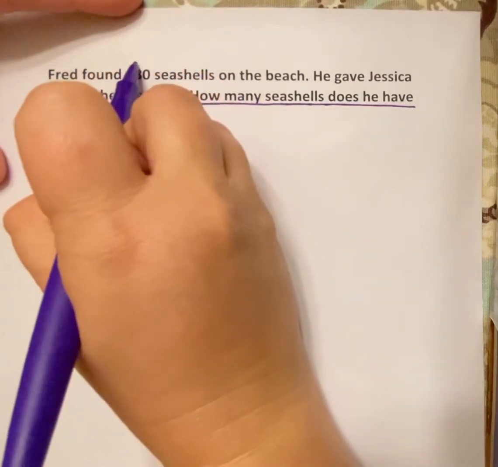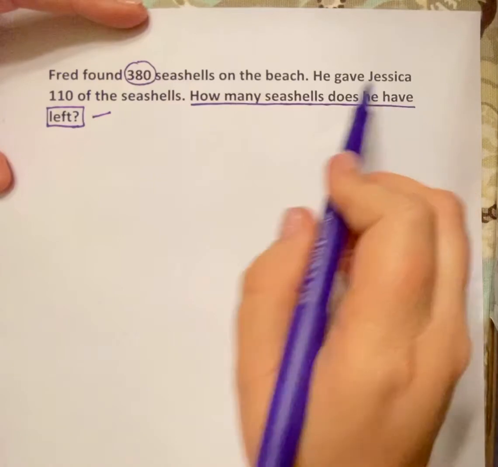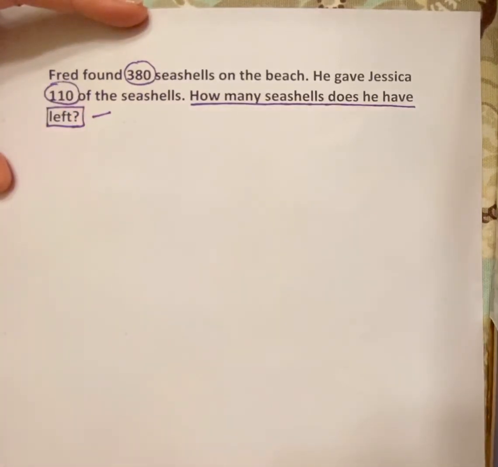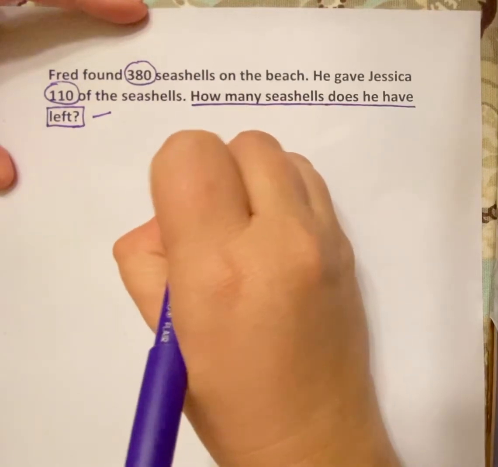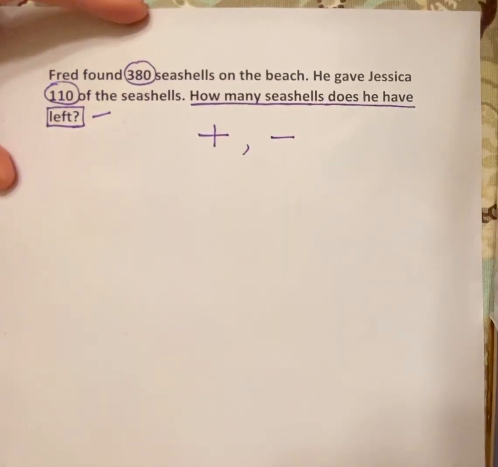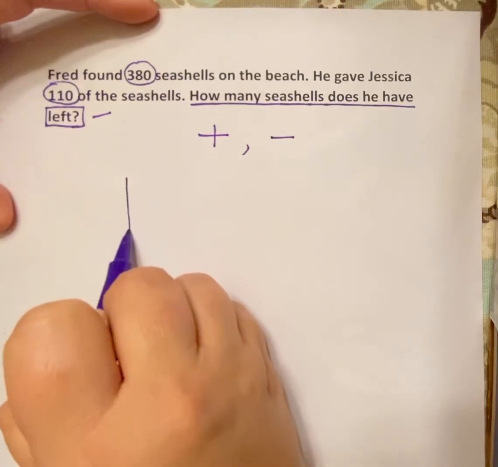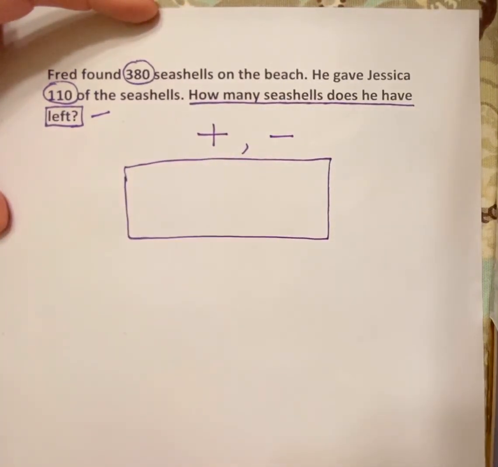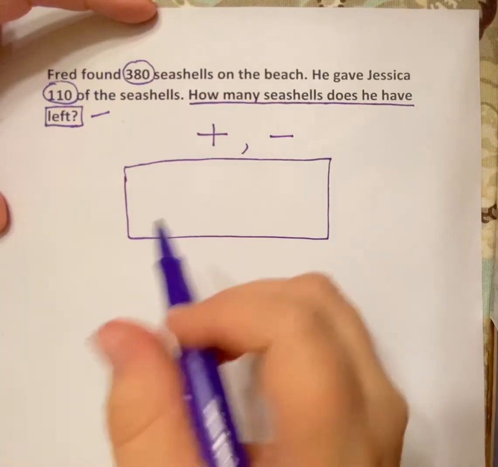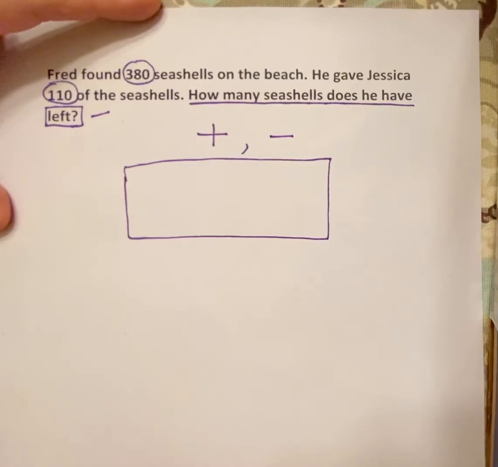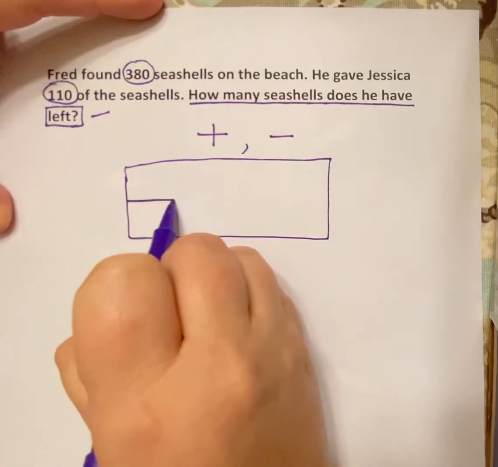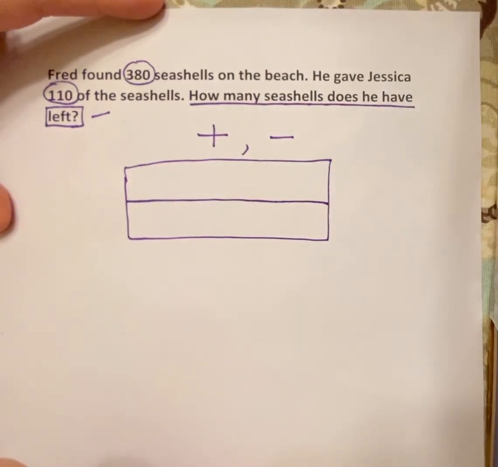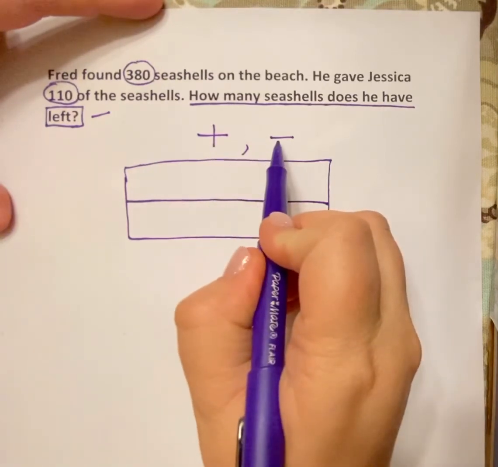I do know that Fred has 380 seashells and he gave Jessica 110 of those seashells. So maybe I'm still not clear. Remember, step one is to identify. I need to figure out, am I adding or am I subtracting? But let's say I'm really not sure. Maybe I think I'm adding. So what I can do first, and we do this a lot in third grade, is create a strip diagram. Maybe from second grade you called it a part-part-whole, and we still can call it that, but we normally call it a strip diagram. So I need to organize my thinking. I'm still at step one, trying to identify if I'm adding or subtracting.